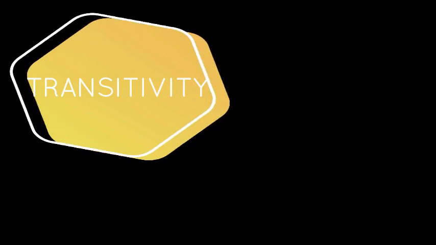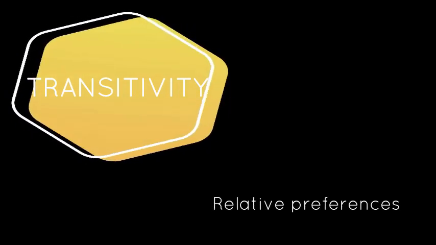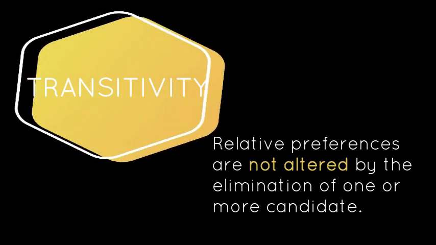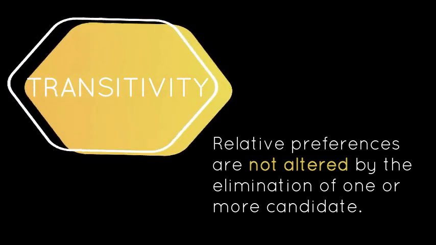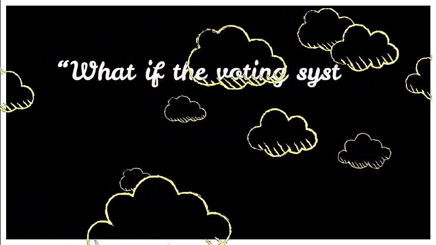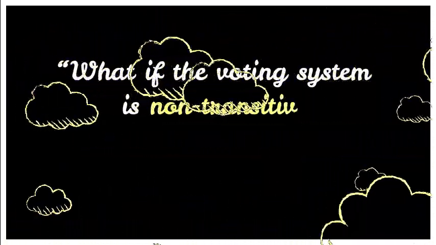One of which is the assumption that voting systems are transitive. A voting system is transitive when the relative preferences of the voter are not altered by the elimination of one or more candidates. What happens when a voting system is non-transitive?